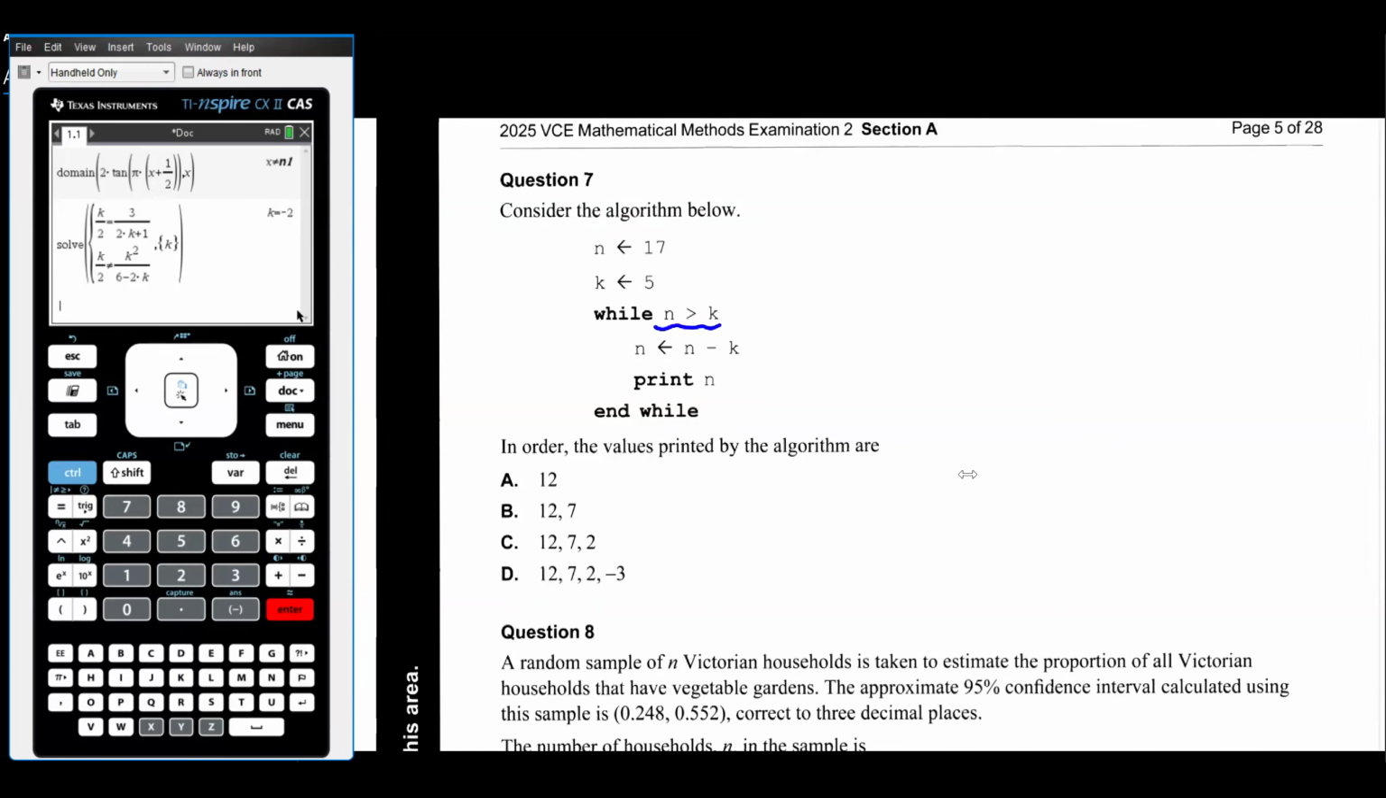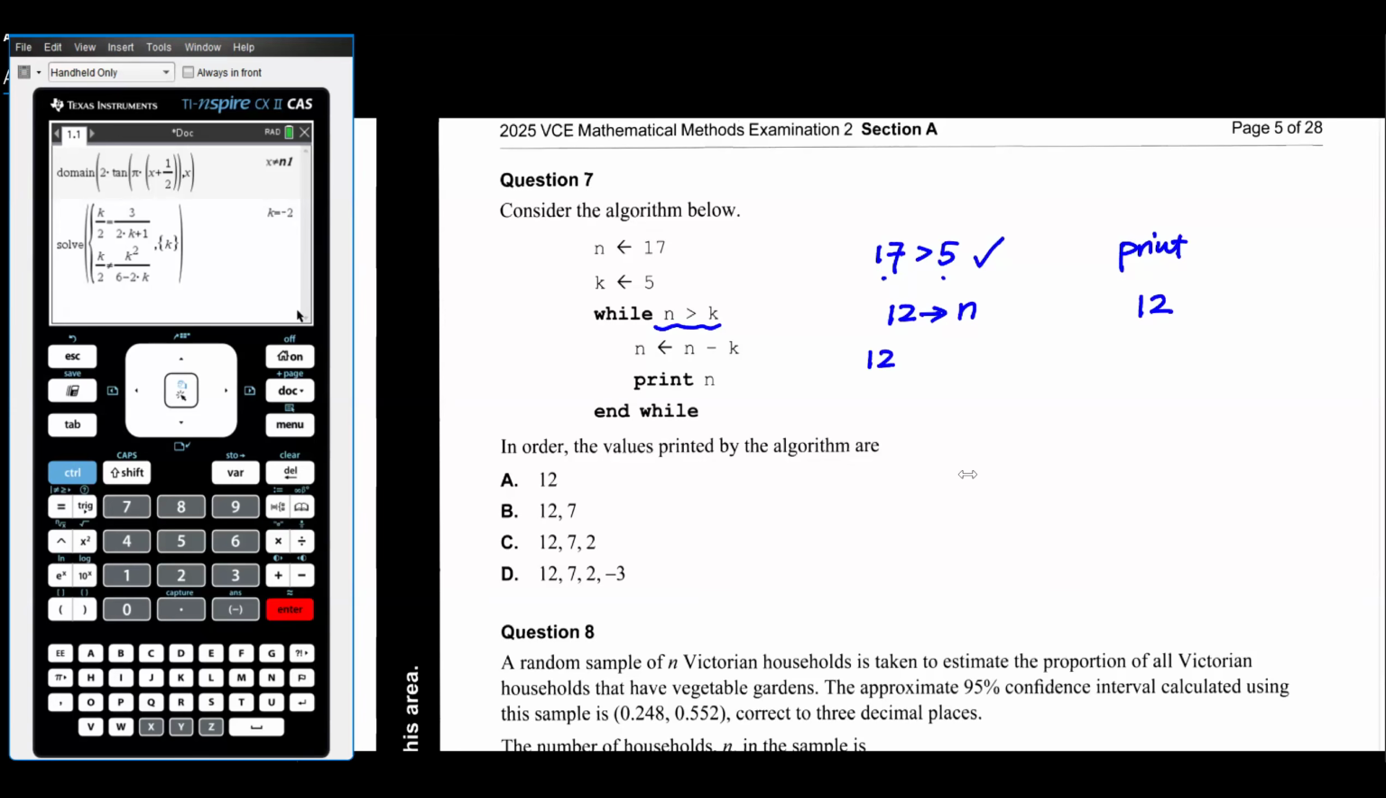Let's check the while loop. Is 17 greater than 5? Yes. Then proceed with n minus k. 12 is assigned to n. Now you print n. Let's put a column here, print. Yep, I can print the current n value, 12. Then the current n value is 12, but the k value is still 5.